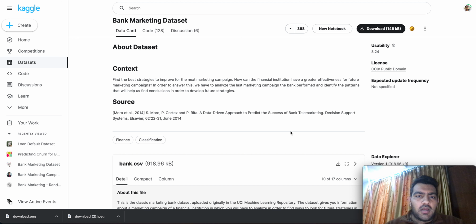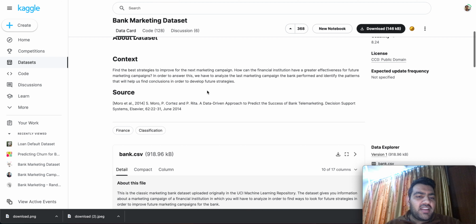Hi all. So I'm back with another use case, which is marketing campaign optimization. Banks generally do these exercises on a regular basis where they are trying to sell some products to their existing customers. I'm using this data set from Kaggle, which is the bank marketing data set.